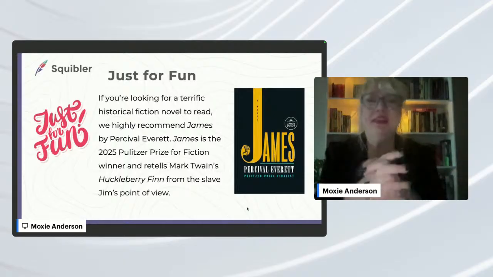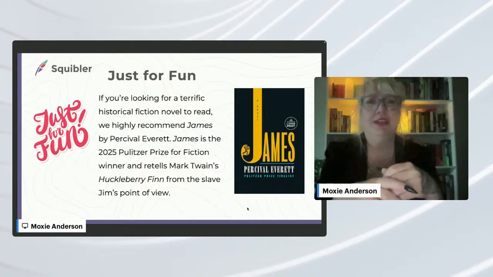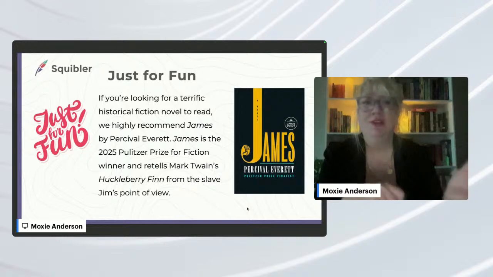So just for fun, if you're looking for a terrific historical novel to read, Squibbler highly recommends James by Percival Everett. This is the 2025 Pulitzer Prize for Fiction, and it is a historical fiction novel. It's a retelling of Mark Twain's novel, Huckleberry Finn, but it's from the slave Jim's point of view. So it's a great book, highly recommend it.